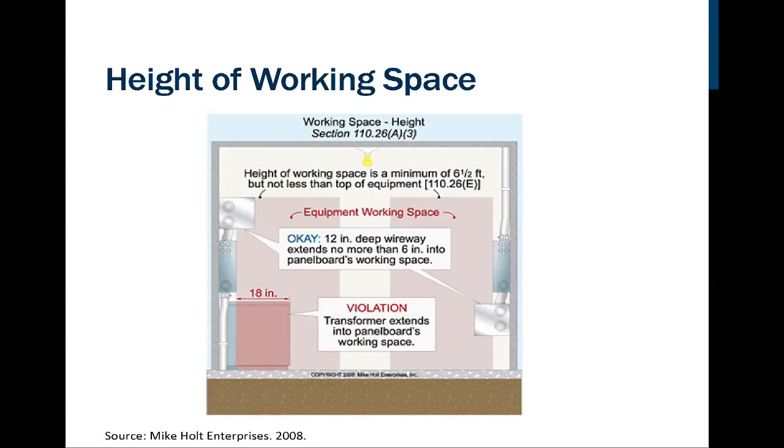All right, so here's the height of the working space. We can see the 6.5, right? That's fine. And now we're going to see we've got a 12-inch wireway, and it extends no more than 6 inches into the panel board's working space. Well, okay, so that's over here on this side. So this is okay, right? Both sides here, those are fine. But the transformer, it sticks out too far. So that's going to be a violation there. So your installer is going to have a lot more to do with this. You will need to take pictures for your report, and you'll see some examples of that here in just a few moments.